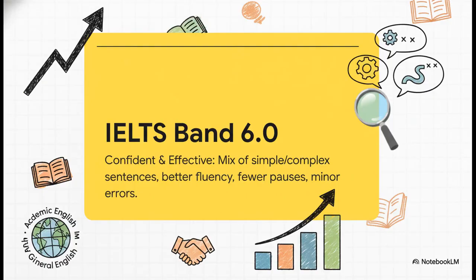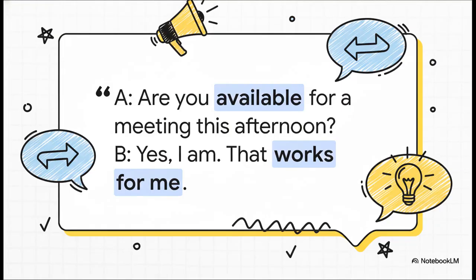Okay, now let's jump way up to a band 6.0. This is a huge leap forward. At this level, communication is so much more effective. The speaker is using a mix of sentence types, they speak more fluently, and they only make small mistakes that don't really get in the way of the meaning. Can you hear the difference?